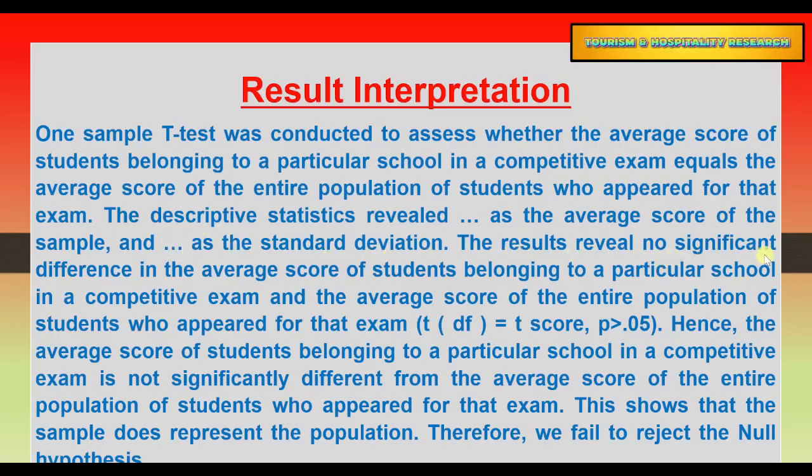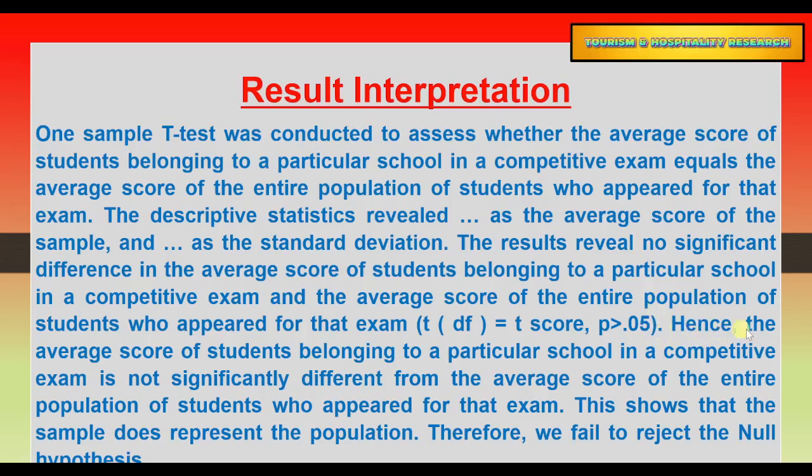The results reveal no significant difference in the average score of students and the average score of the entire population, as the p-value was greater than 0.05, as we discussed in SPSS results. So this is how you write the results. T bracket degrees of freedom, which was 49 in this case, is equal to T score, whatever you got from the one sample T test results table, comma, P greater than 0.05 in our case, and brackets closed.